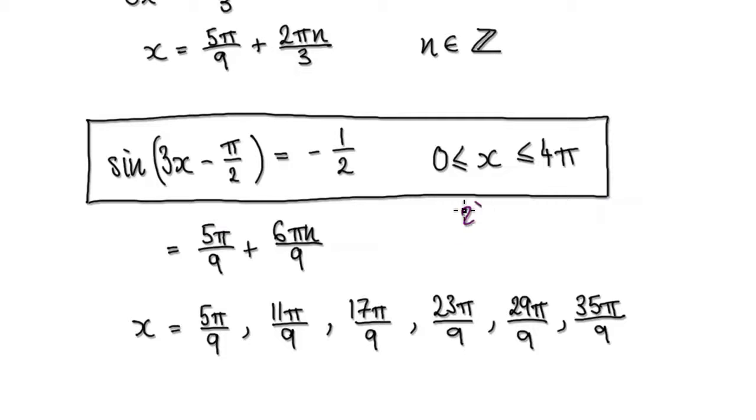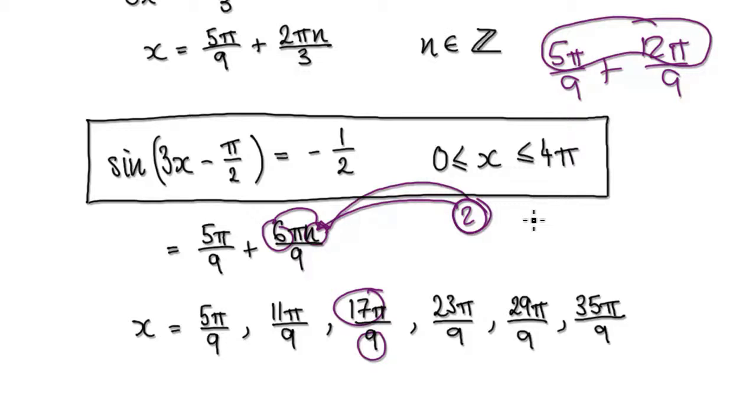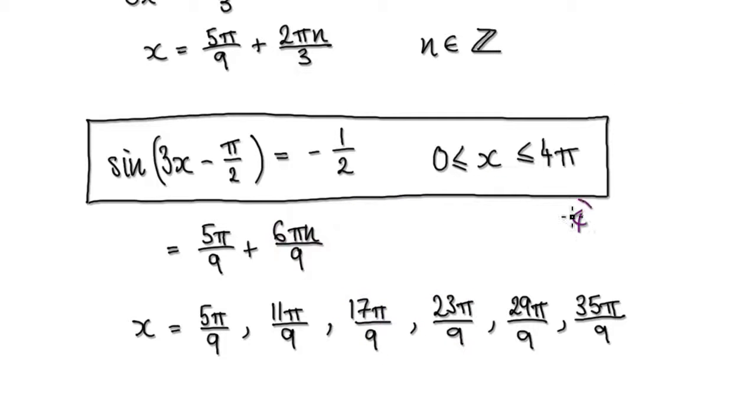And then let's put 2 into the n here. So our third solution would be 5 pi over 9 plus, when you put 2 into the n here, it would be 2 times 6, so that would be 12 pi over 9. So this would be 17 pi over 9. And then the next one would be us putting the 3 into the n. That would then give us this.